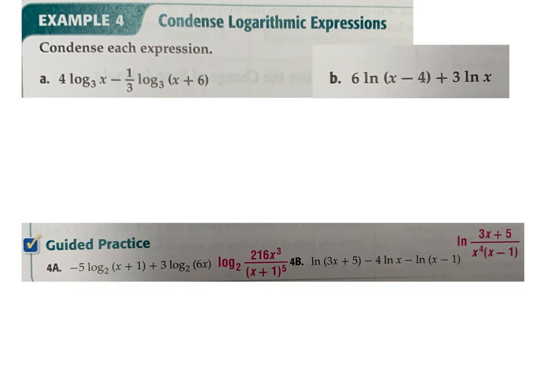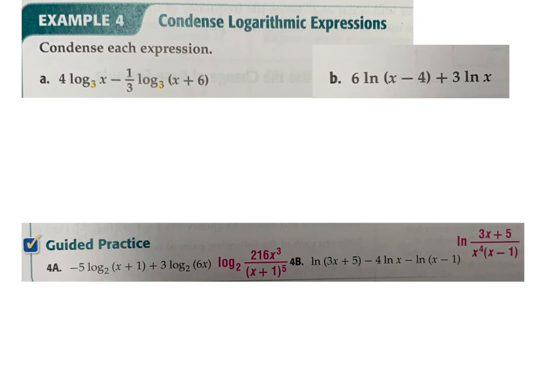You'll notice on my last one, I had base 3 written every time I wrote my log. You must write your base when you expand. When you condense, you must check your bases. If they are not the same base, they cannot be condensed, okay? So first, these are both log base 3, so I know I can condense.